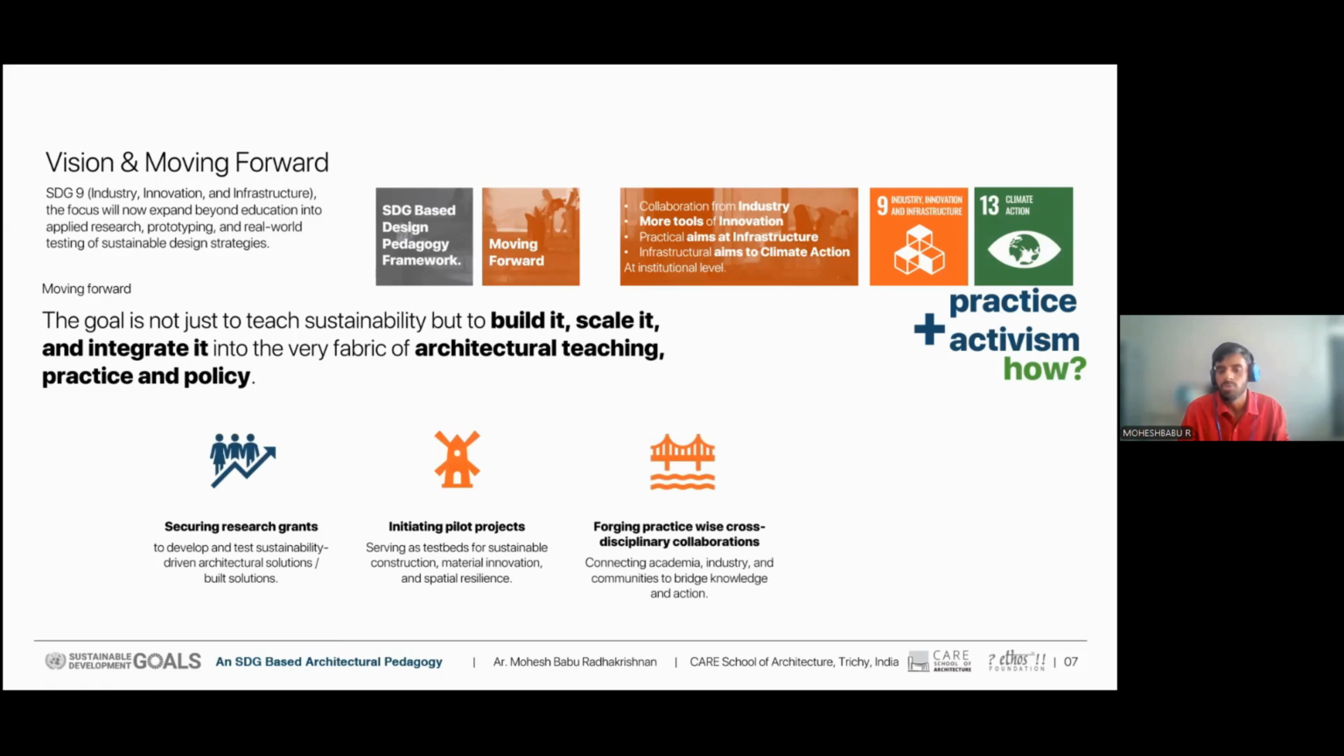And I also aim to forge practice-based cross-disciplinary collaborations by connecting academia, industry, and communities to bridge knowledge and action. And finally, embedding activism into practice, which is very much needed in this pedagogical framework, where we all aim to advocate for systemic changes through policy, grassroots action, and public engagement.